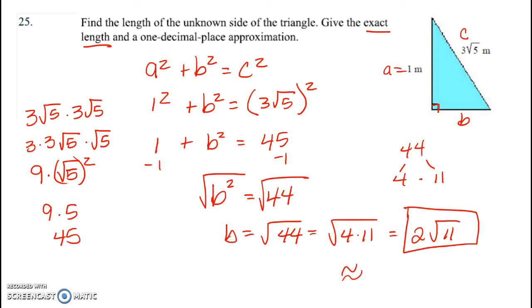So let's take the square root of 44, and I get 6.633. Let's see, 1 decimal place. So we get 6.6. 6.6 is our approximate answer for the length. All right?